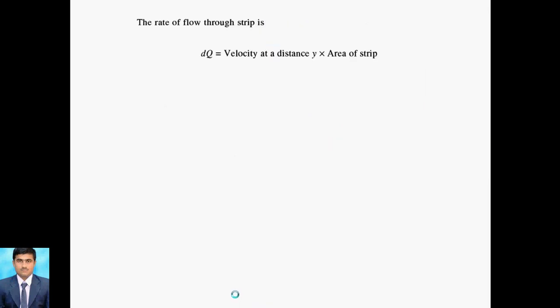So we know that dq is nothing but velocity into the area of the stream. If you take the velocity as it is, the area of the stream is dy into 1, because dy is that particular height and the width is 1. After putting the velocity at distance y, that is, the value from the general form equation, and the area dy into 1, we have to integrate from 0 to t.